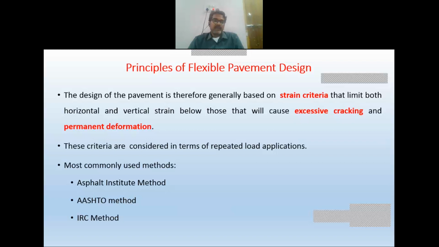Generally, the flexible pavement is designed based on strength criteria. There may be chances of excessive cracking of the asphalt course, the wearing course, and there will be permanent deformation of the subgrade. So, rutting and fatigue criteria we generally consider. So, these are the methods we consider in pavement design: Asphalt Institute method, AASHTO method, IRC method.